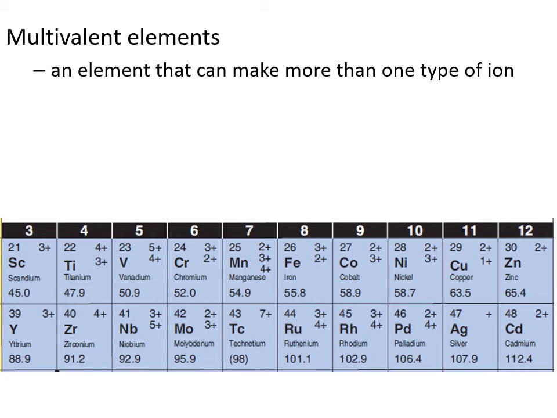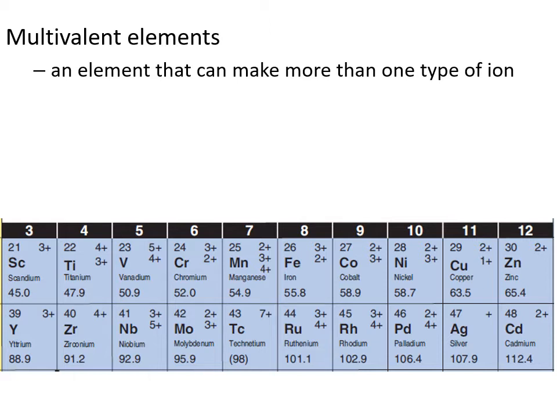And last time we looked at naming basic ionic compounds. Sometimes we call them binary ionic compounds, just have two things in there. This one's going to be the same thing, but now we're going to be talking about multivalent elements. Now, there are some elements on the periodic table that make more than one type of ion, and these are called multivalent elements.